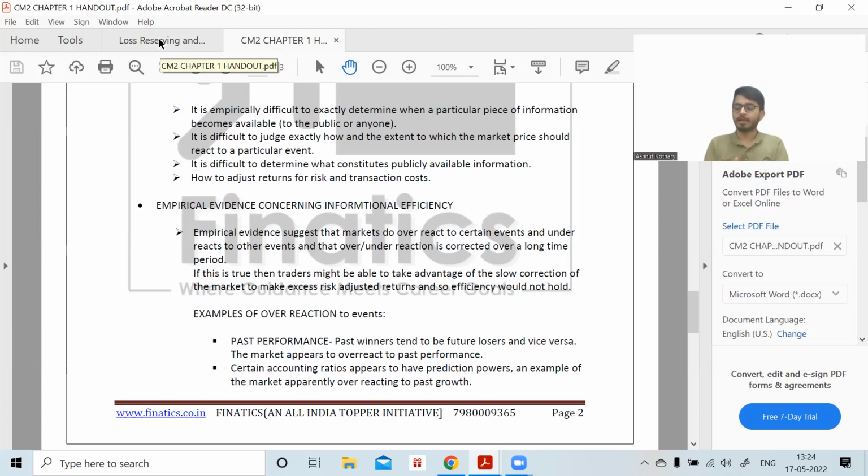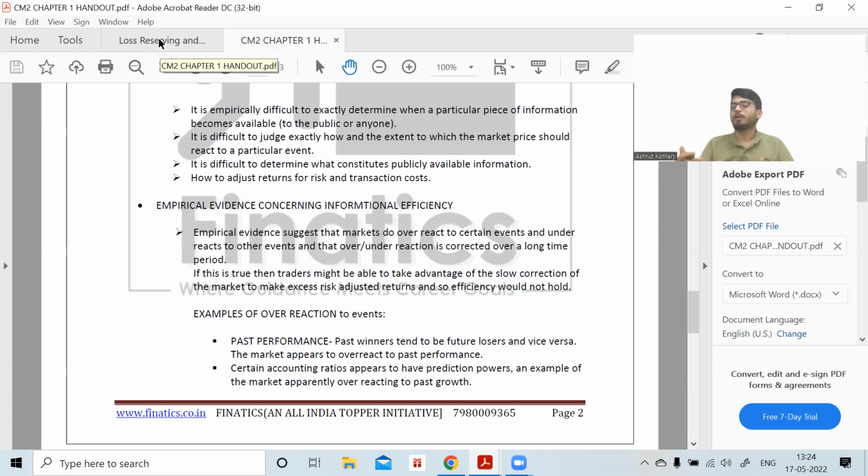So certain times, certain analysts will come and say this company has a low price to earnings ratio, you buy this, it will do well. This is again assuming that the company maybe hasn't performed well of late in the past, that is why the prices are low, and it is going to perform well in the future. So it might seem that certain accounting ratios appear to have prediction powers, but that is not the case.